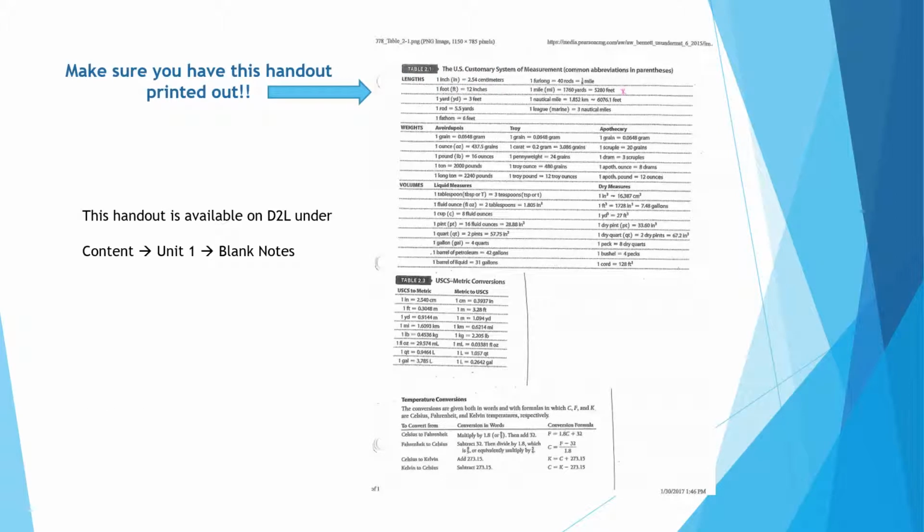So a couple of things before we get started. You want to have this handout printed out before we go through this video. So if you don't have it printed out and have it beside you, go ahead and pause this video and go print this handout out. This handout is available on D2L under the Content tab. You go to Unit 1 and it's under the section called Blank Notes.